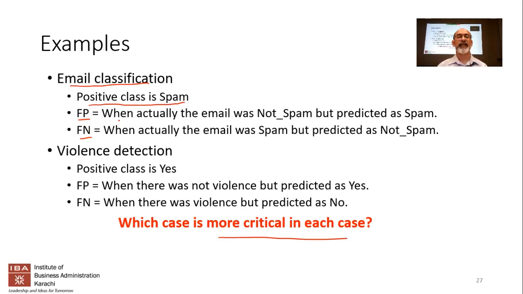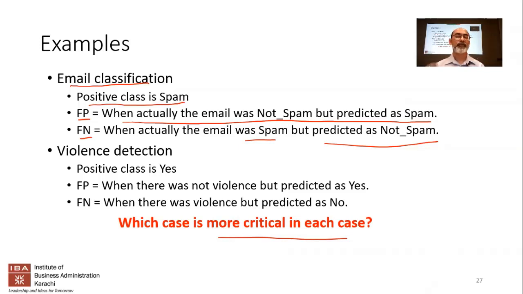So false positives, this is when the actual email was not spam, but was predicted as spam, right? So false positive is that you're predicting as positive, but it wasn't actually a positive. So the actual email was not spam, but was predicted as spam. And false negative is when the actual email was a spam, but predicted as not spam. So you're predicting it as negative, so it's in the bottom row, but in fact it was a spam.